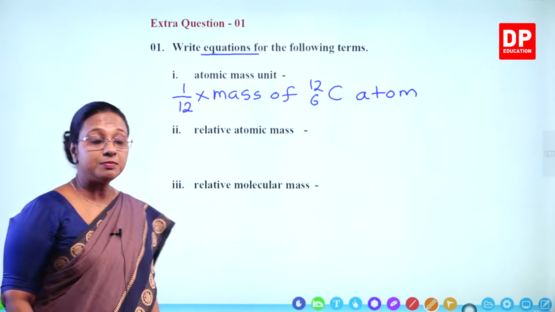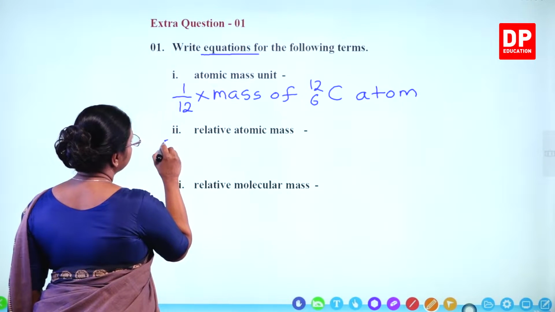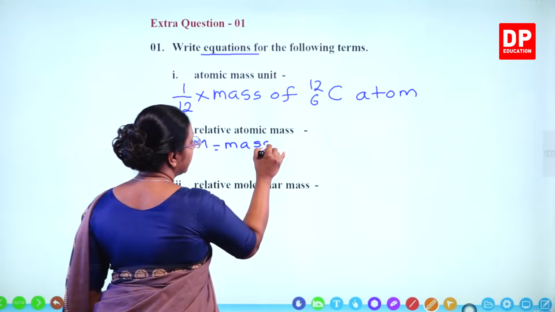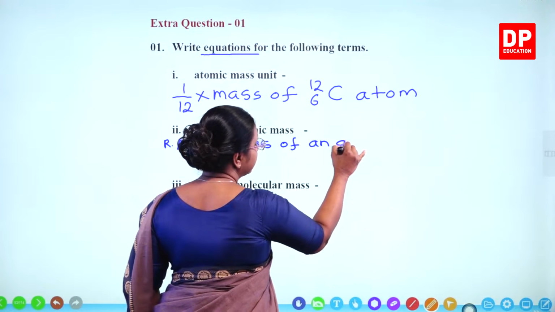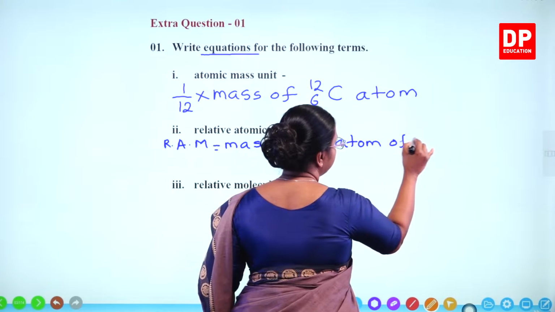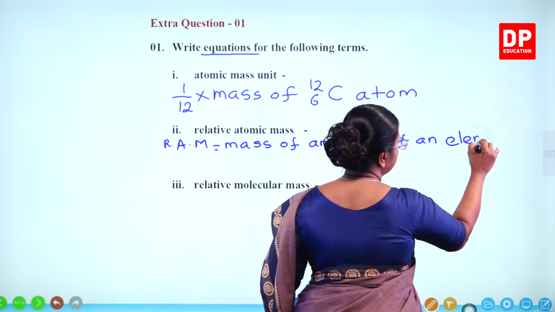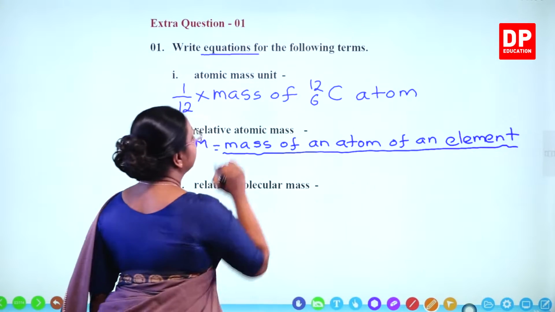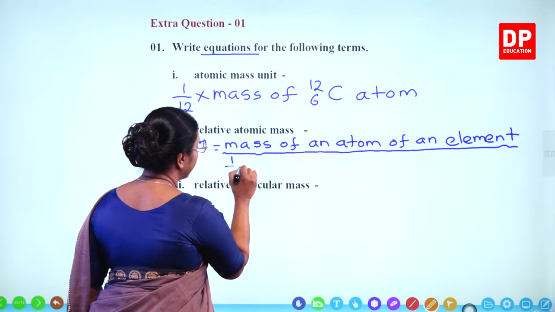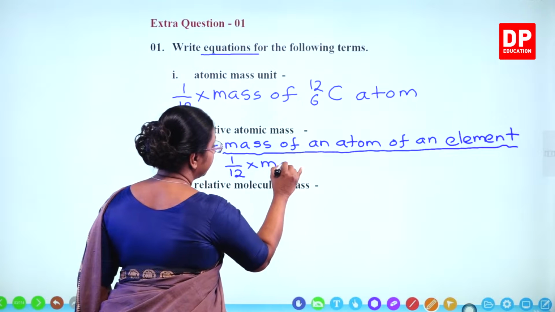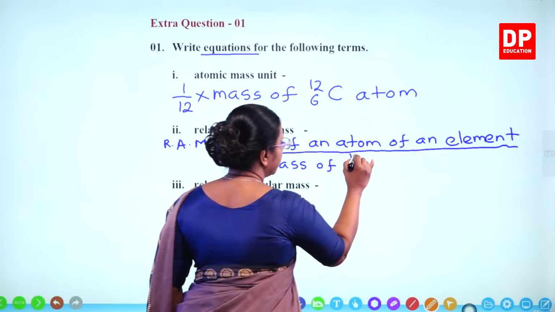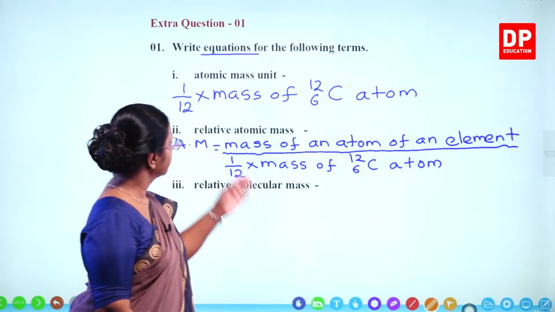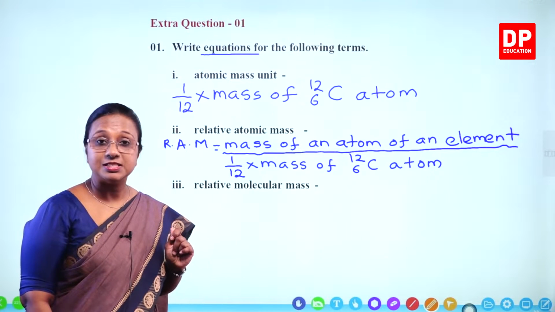Then for relative atomic mass, so I will write the shortened form here. Relative atomic mass, that is equal to mass of an atom of an element divided by what? That is the atomic mass unit. So you have to write it as 1/12 mass of 12,6 carbon atom. So that is the equation for relative atomic mass.